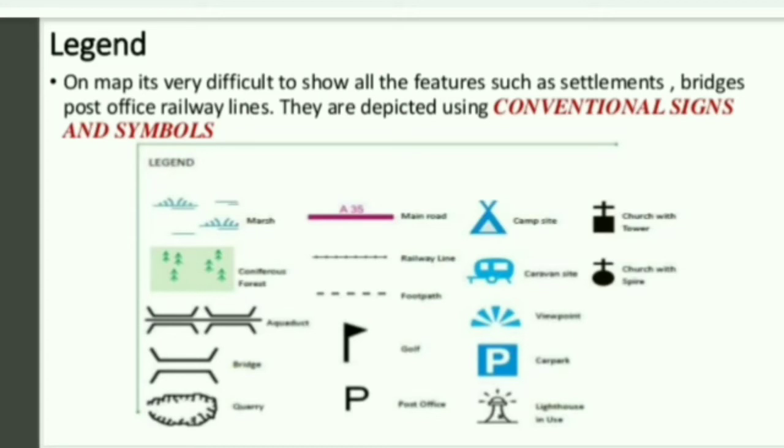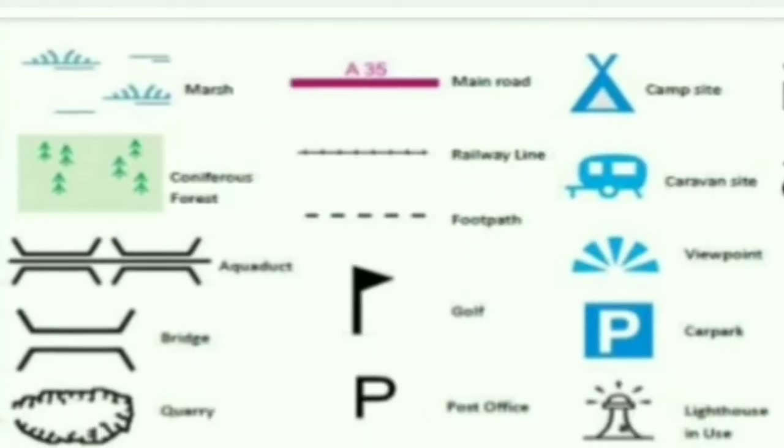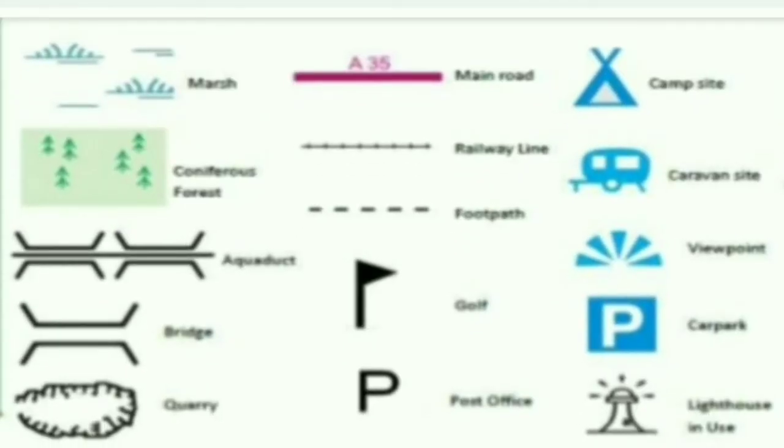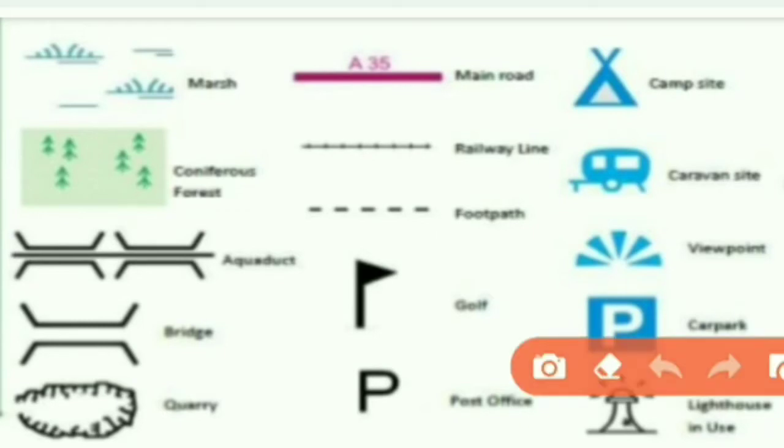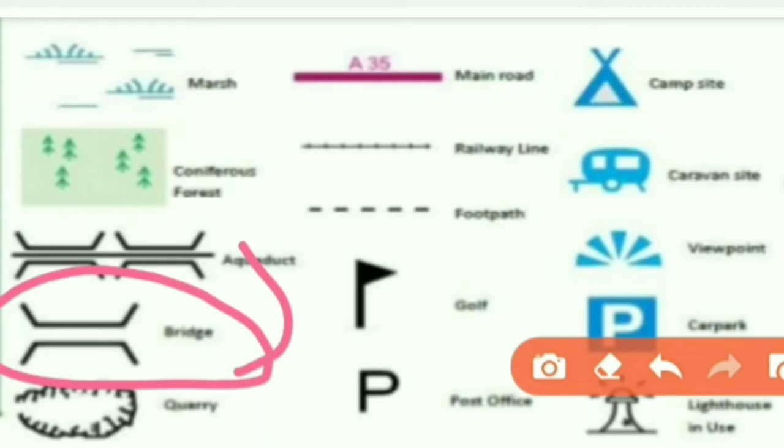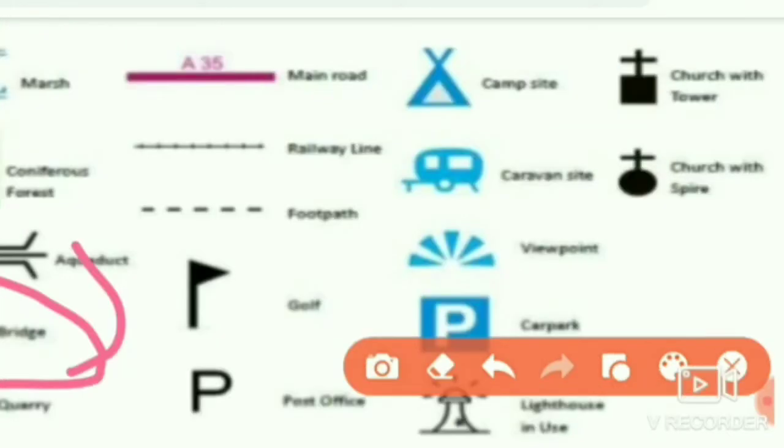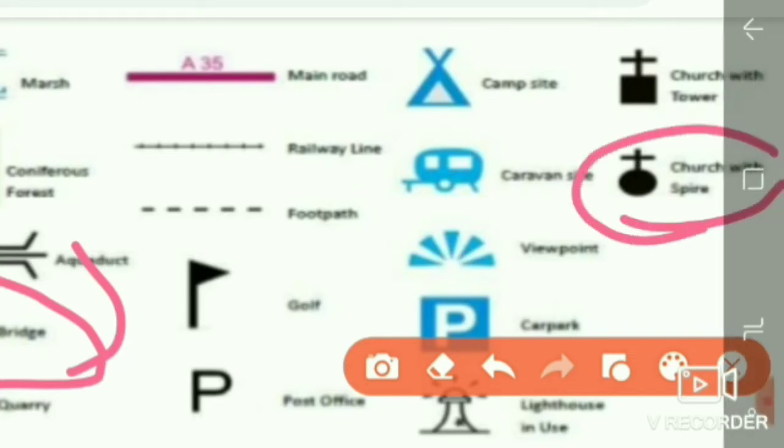See here, for example, here they gave an image of, here they gave a symbol and it is related to bridge. Here they gave one more symbol and it is related to church. Like that, we are having so many signs and symbols in the map.